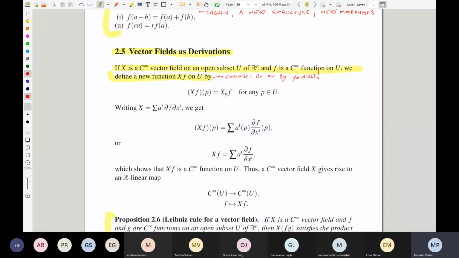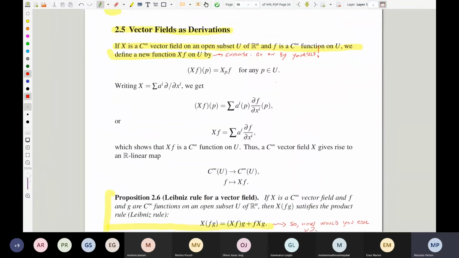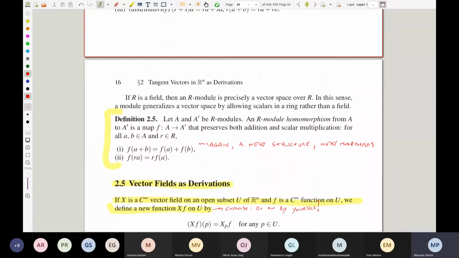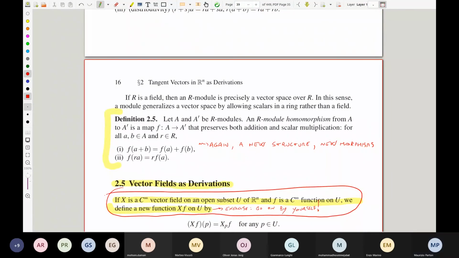Okay. New structure, new morphism. Now, let's go further ahead. Vector fields are derivations themselves. What does it mean? Here I'm telling you, exercise. This one. Read this sentence. If X is a vector field on U, and if f is a smooth function, I can define a new function which is Xf. Can you guess this definition?